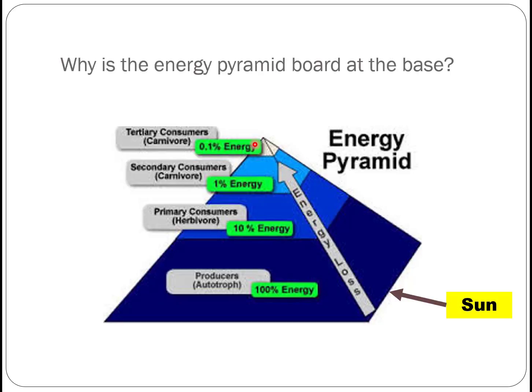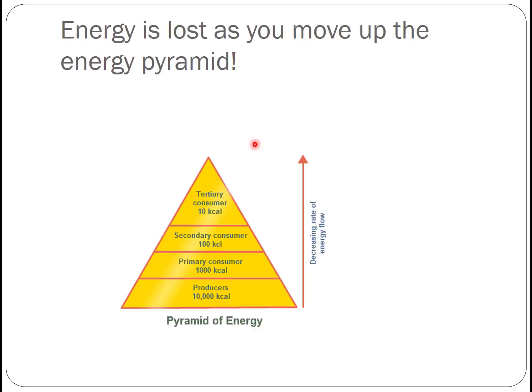Why is the energy pyramid broad at the base? The energy pyramid is broad at the base because energy is lost. The producers have all the energy. 10% of that energy is lost as the primary consumers eat them. 10% of the energy is lost as the secondary consumers eat the primary consumers. And 10% of the energy is lost as tertiary consumers eat the secondary consumers. So energy is lost as you move up an energy pyramid.